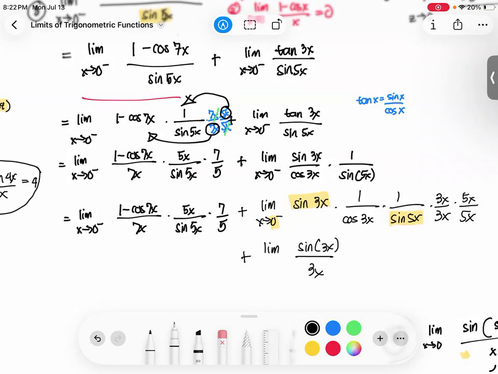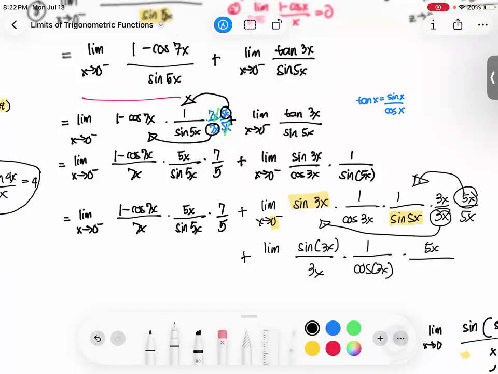Times 1 over cosine of 3x. And then this 5x goes here. 5x times 1 is 5x. So 5x over sine of 5x, as x approaches 0 from the left. This cancels. So you have times 3/5.